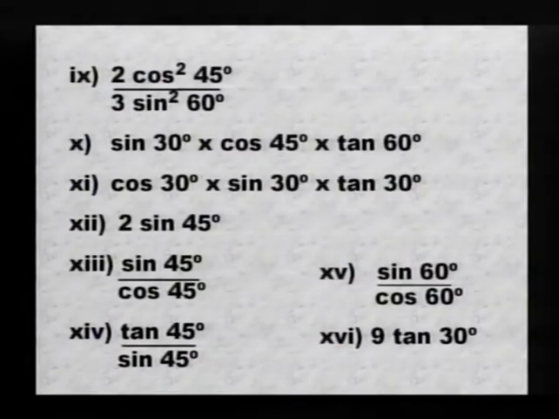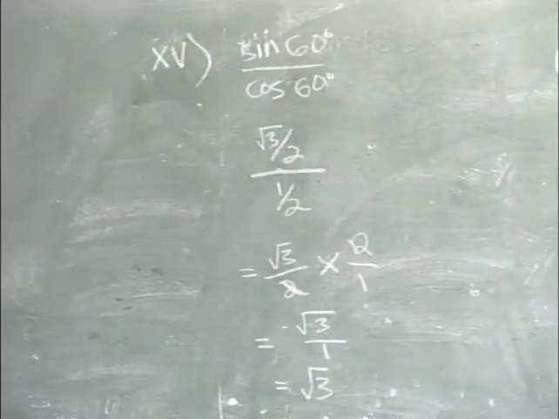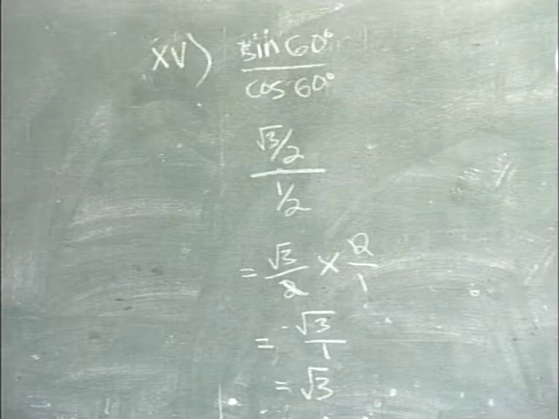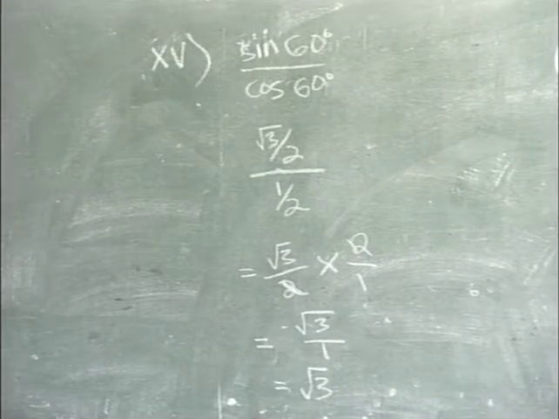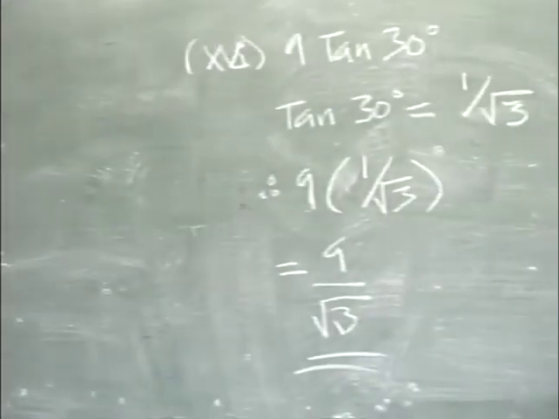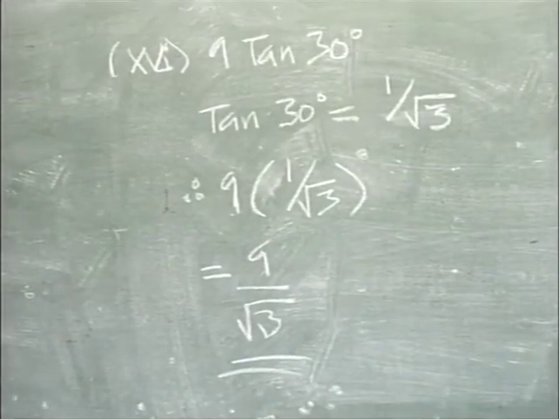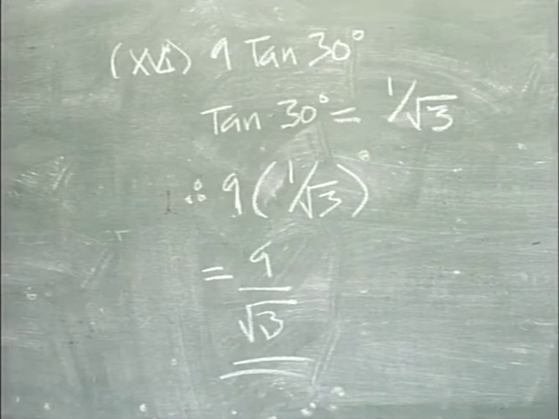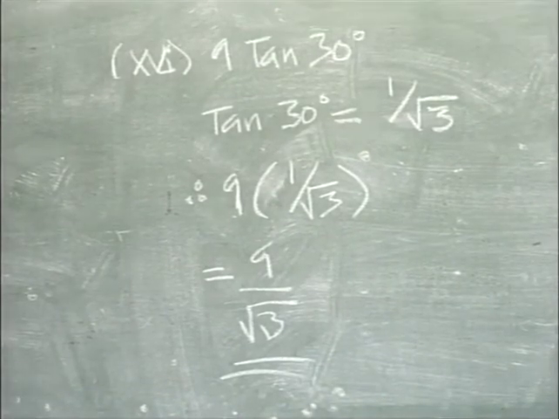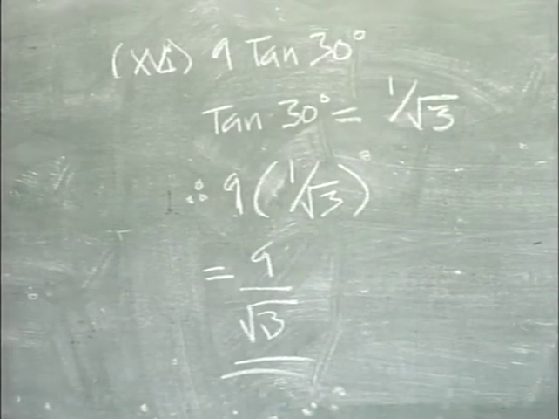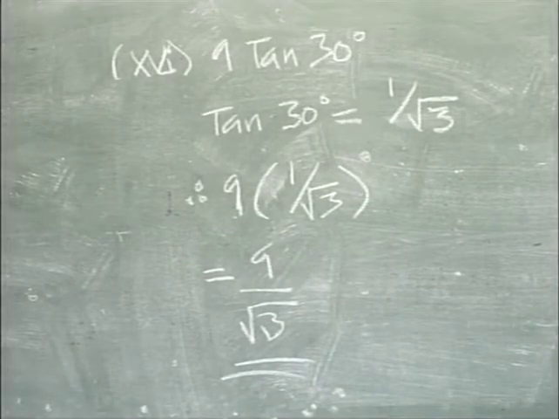Okay, question 14, root 2 is correct. 15, root 3 is also correct. 16, 9 times tangent of, okay, it's correct. 9 over root 3. Any questions on those questions? No?